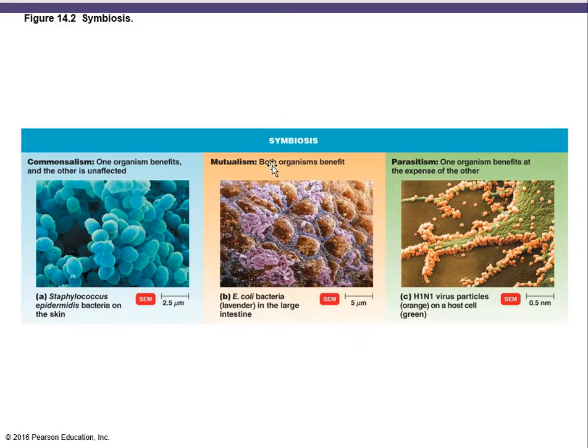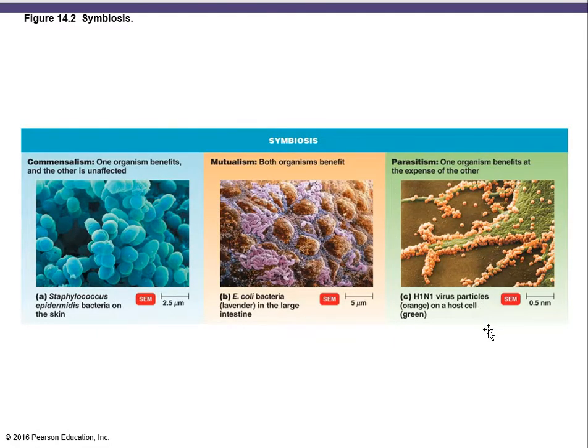Okay? When we talk about mutualism, then we have a different situation. Both organisms benefit. For example, E. coli in the large intestine. E. coli are super important fermenters. So the fermenters, they ferment sugars that are important in our digestion. So we do benefit from having E. coli in our intestines, and they benefit because they feed from our food and they get protection inside our body.